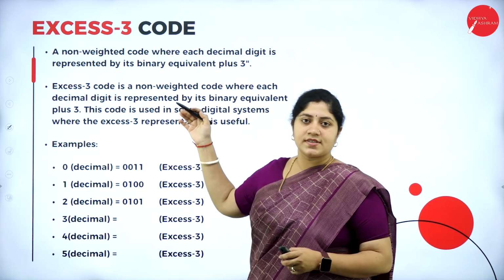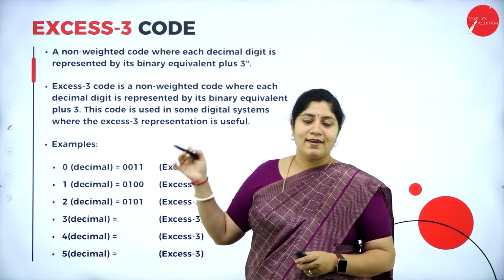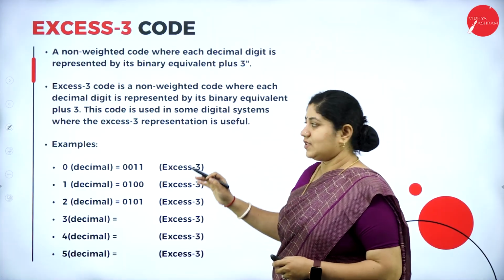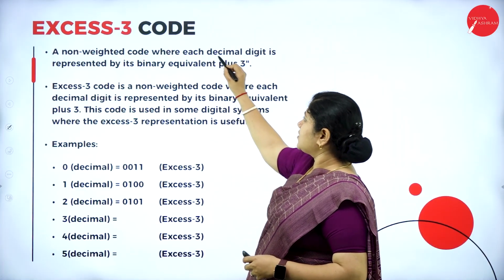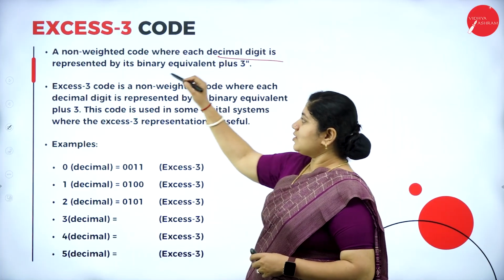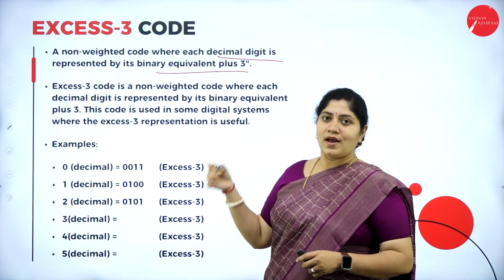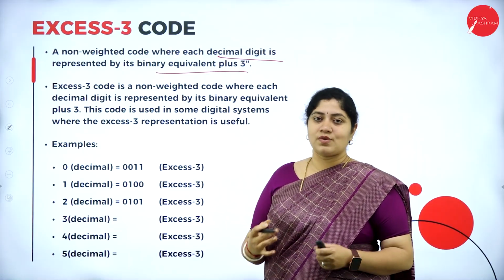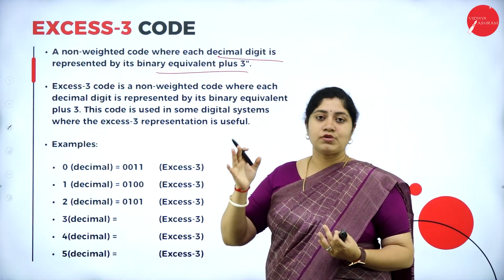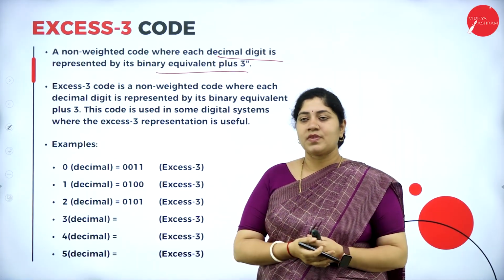Now let's see what is XS3 code. This is an example of non-weighted code, right? Now let's see how to perform this. XS3 code is where a decimal digit is represented by its binary equivalent plus 3. As the name itself says, over here we have to just add 3 to the provided data.